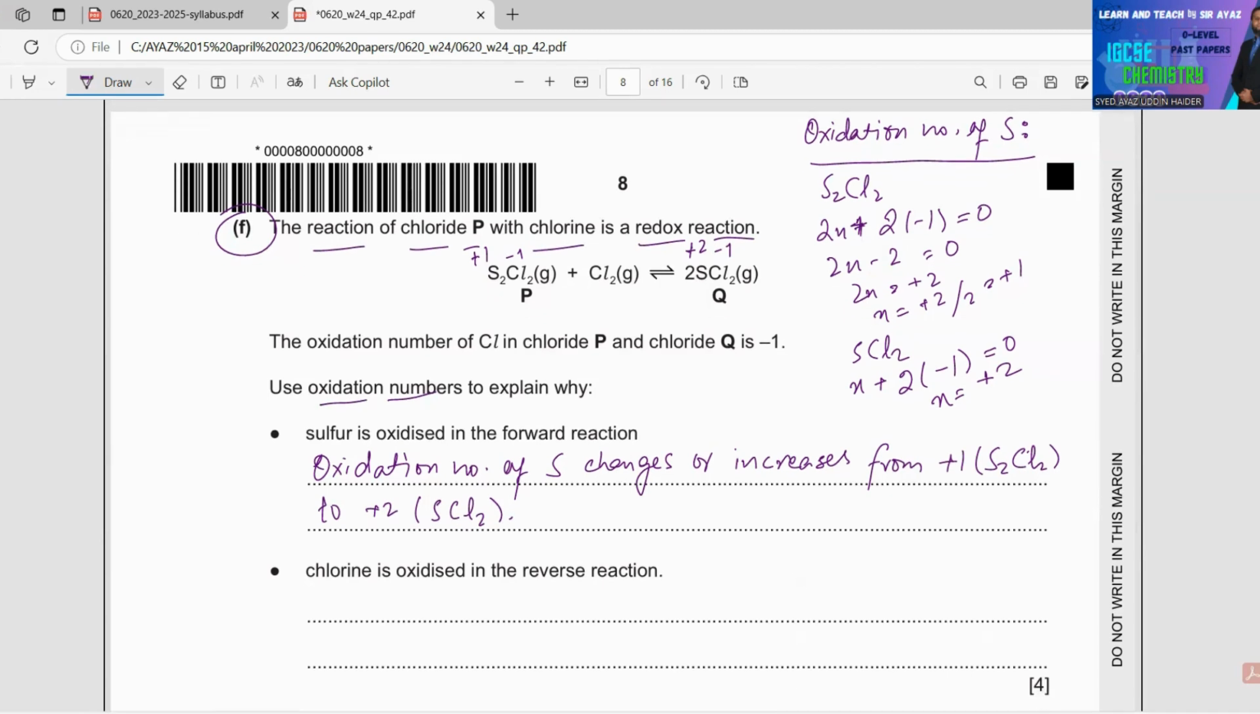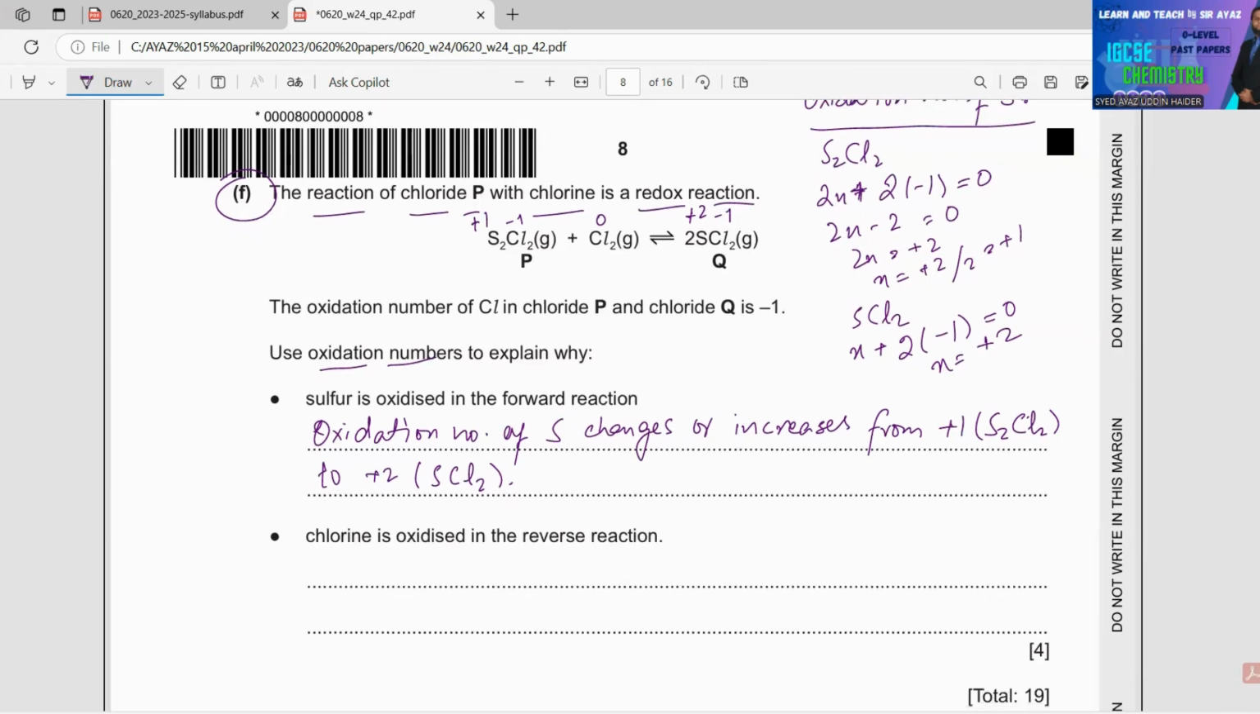Now chlorine, they are saying chlorine is oxidized in the reverse reaction. So in the reverse reaction, you see that is the gas state of Cl2. It does not carry any charge, so it must be having 0 as its oxidation number. So now they are saying that chlorine is oxidized from SCl2 to Cl2. That is in the reverse direction. So again, you see the oxidation number for chlorine increases in this case.